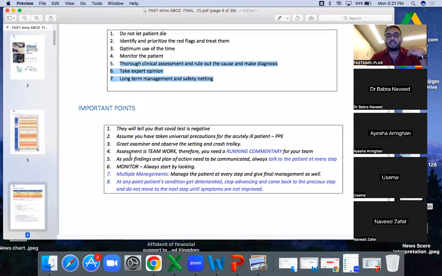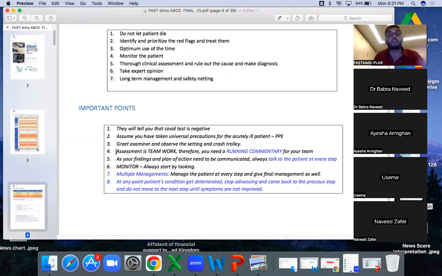And these things, from number four, I'm going to tell you, you have to assume by yourself, I am doing a teamwork. It is teamwork. Why is it important? Because you need to run a commentary. For example, whatever you are doing in the ABC station, you are going to run a commentary. For example, okay, I need to give my patient oxygen 15 liters per minute via non-rebreather mask. You need to run a commentary.